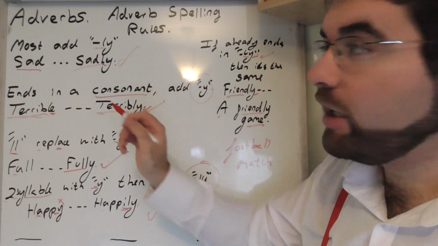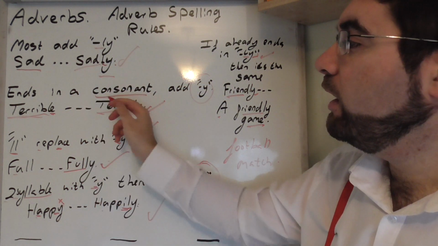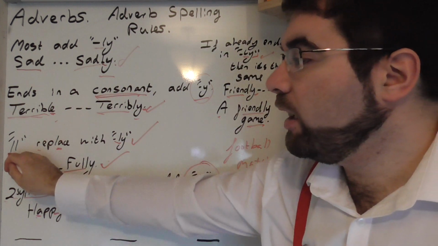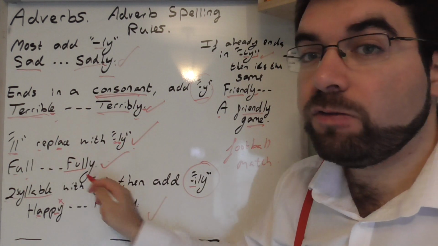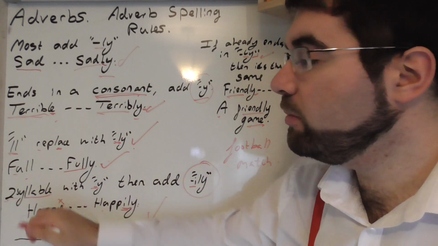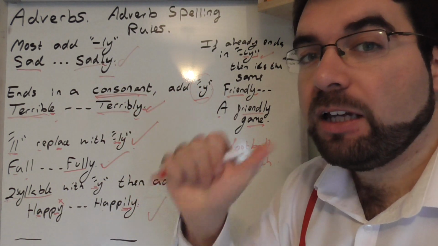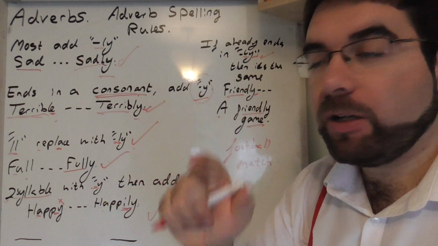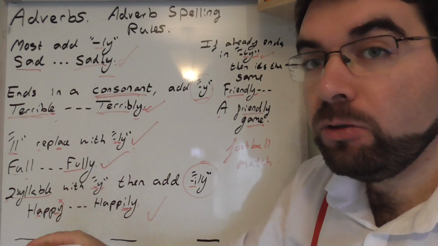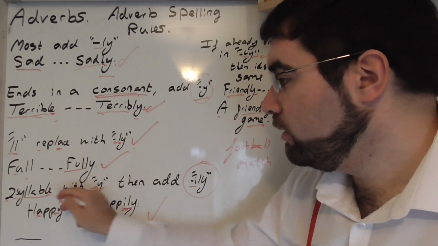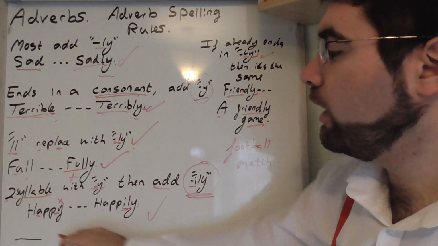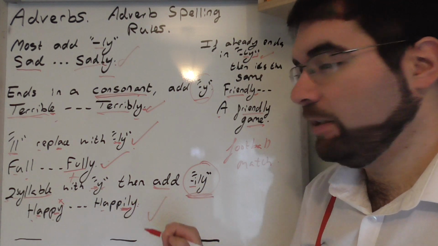So, most of the time, add ly. Ends in a consonant, add the y. Terrible, terribly. LL, replace it with ly. Fully. We are fully loaded with gear. Two syllables, like Adrian, camera. Well, two syllables with a y, then replace the y and add ILY. Happy, happily.